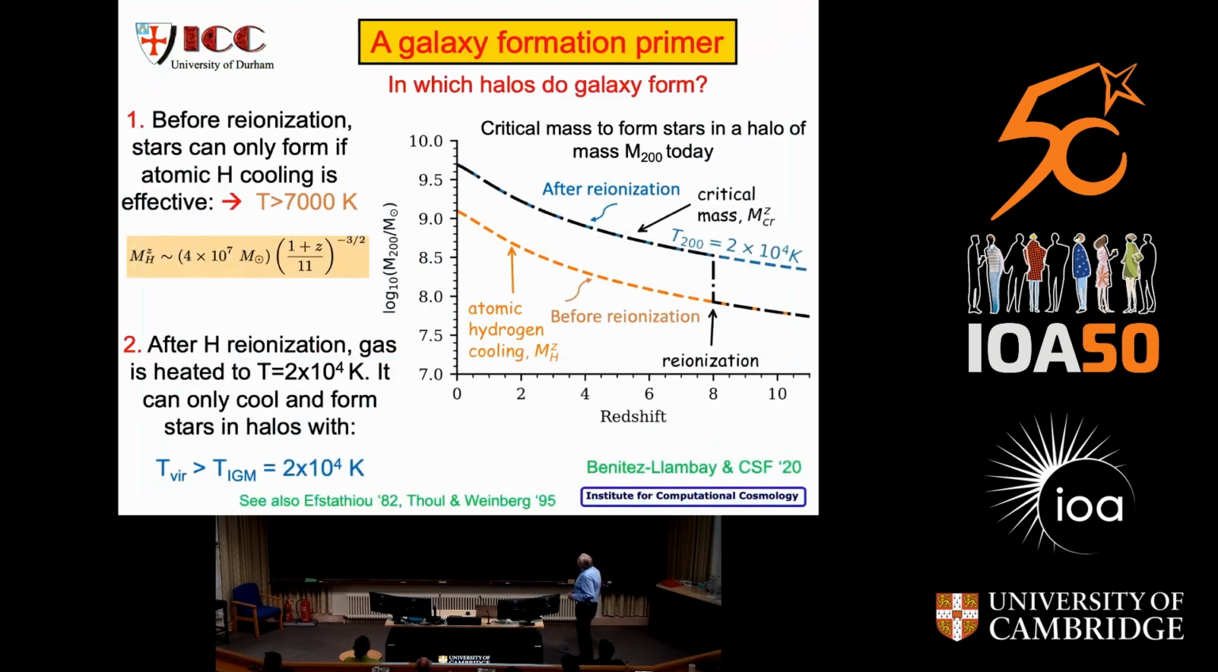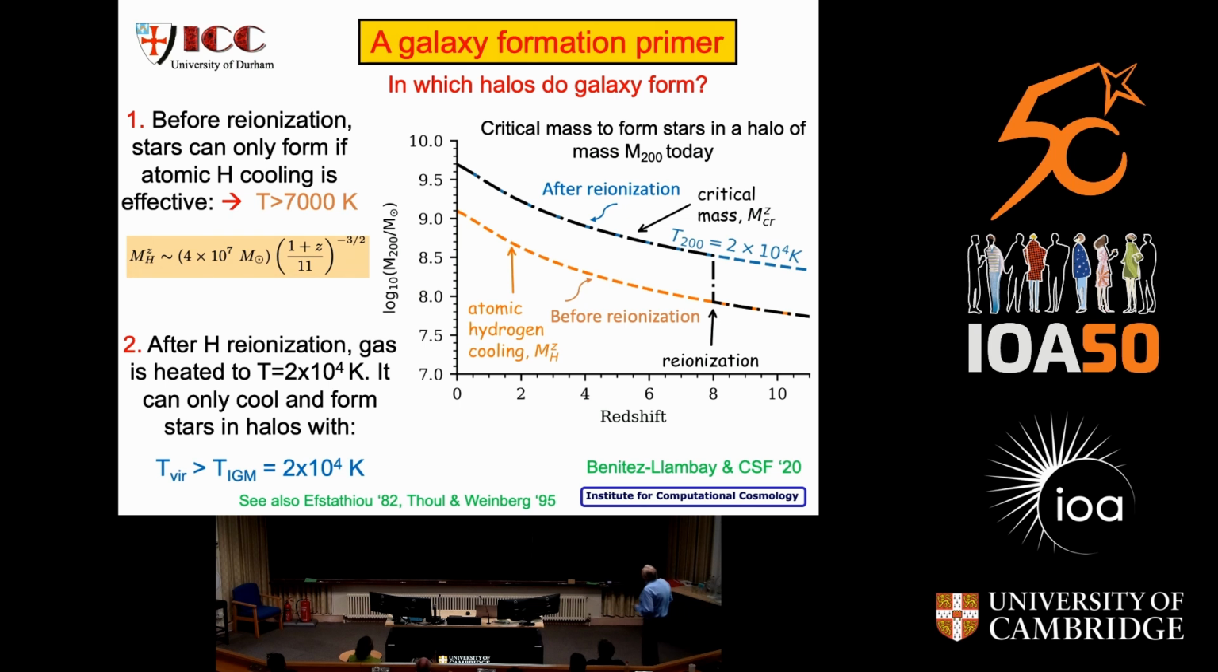Before that, I just want to say that the key to why there's no missing satellite problem and so on goes back to Martin Rees's thinking, which has to do with cooling arguments. I don't have time to go through this in detail. If you are interested, there's this paper a few years ago, which basically restates what Martin already knew 50 years ago. This is redshift, this is the halo mass today. And there are two thresholds that a halo mass has to overcome to make a star, depending on whether this happens before or after reionization.